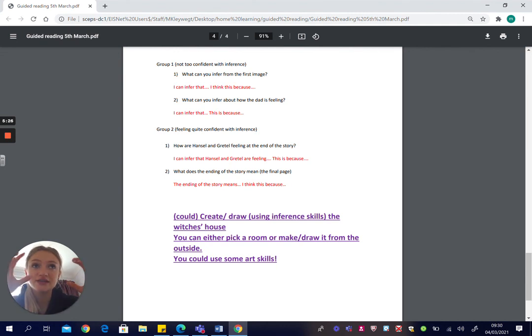You can use that image from the other day to think of what you think the witch's house looks like, considering it's made out of sweets. You can either make it or draw it, and I said here you can use some art skills, because that would be really brilliant. If you have the chance and you want to be creative, you can make the witch's house or draw it, adding lots of colours and lots of detail. So that's a bit of fun there. It's using inference skills here.